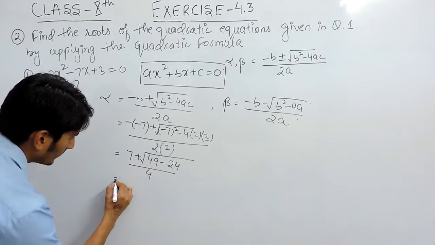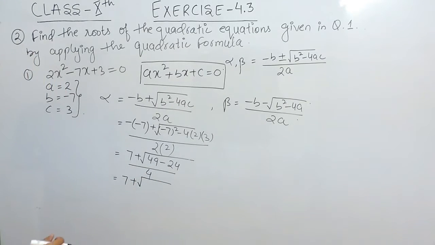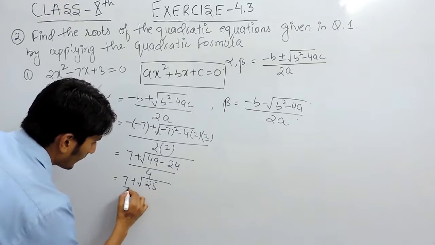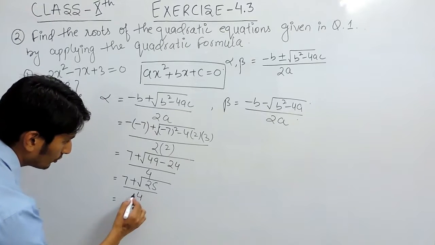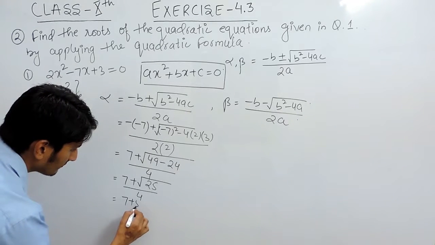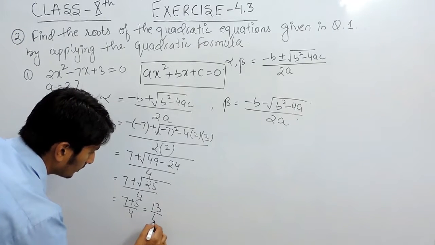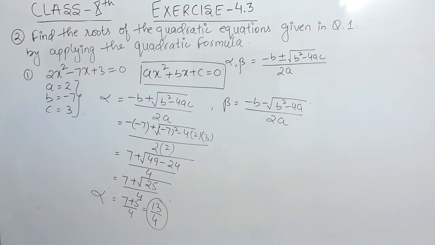Now further solving it, this is 7 plus under root 49 minus 24, which must be 25, upon 4, and we know that the value of root 25 is 5, so 7 plus 5 upon 4, so the value must be 12 upon 4, which is 3. So this is our first value, or you can say the first root for this particular equation.